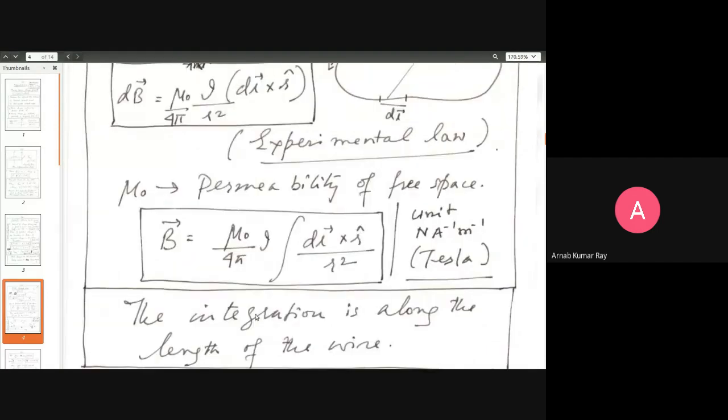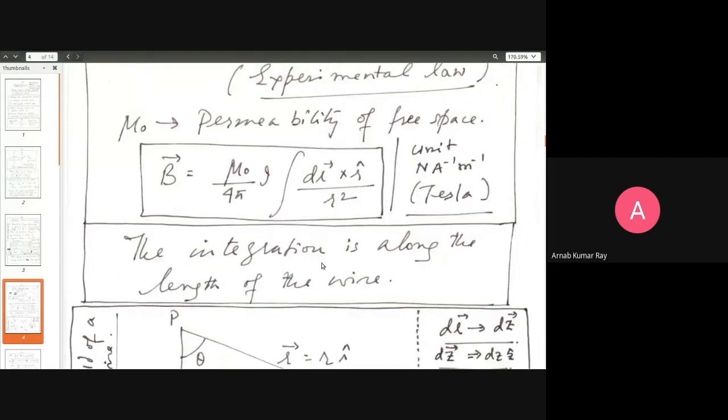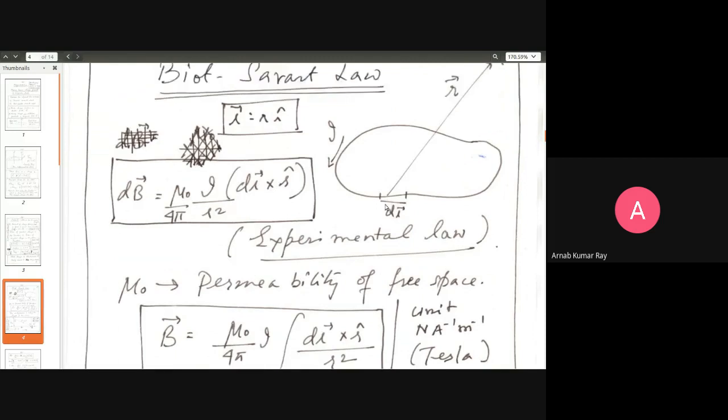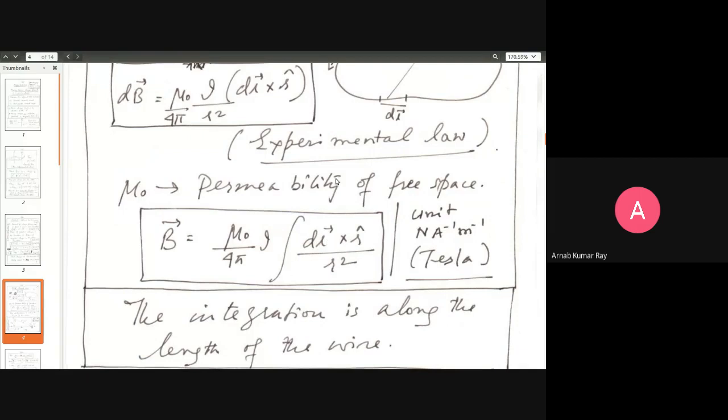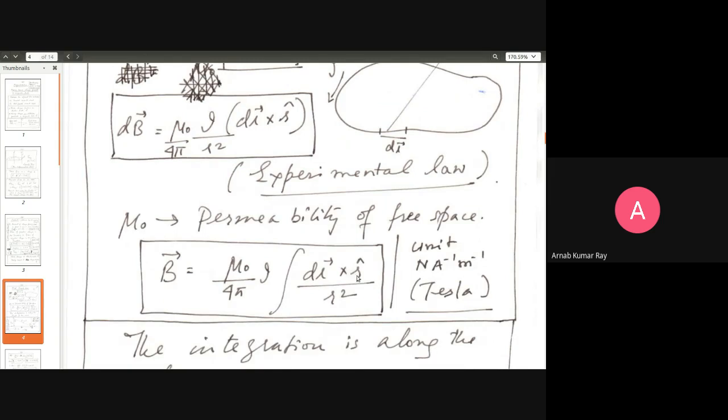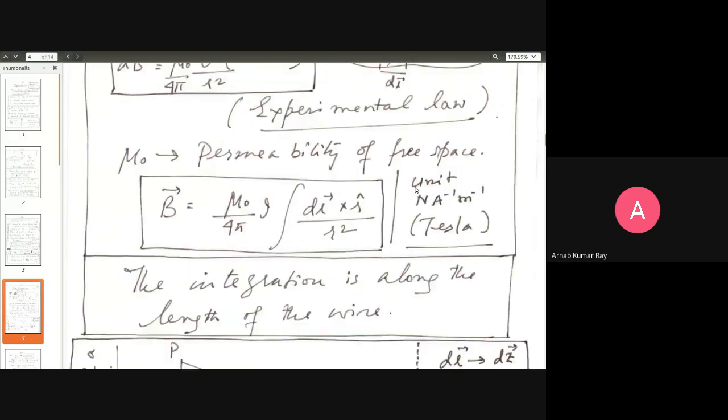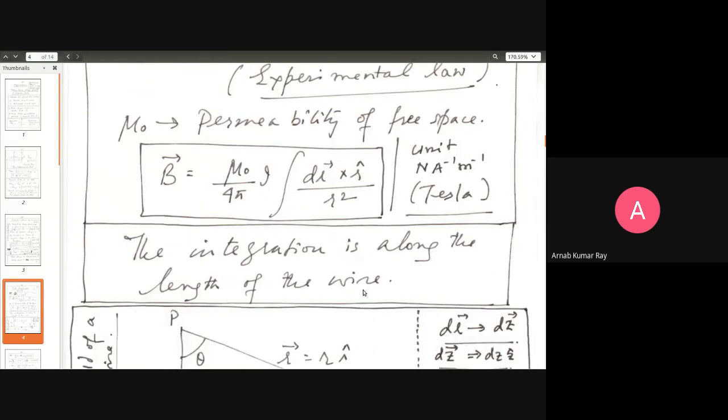And there's something I've mentioned over. The integration is along the length of the wire. You see, dl is this line segment on the wire. So basically, dl with an integral meaning, with something else going on besides r cap by r squared, that is there. But dl with an integral meaning that you have to gather the value of dl cross r cap by r squared all around over the length of this wire. So dl integrated. So the integration is along the length of the wire.